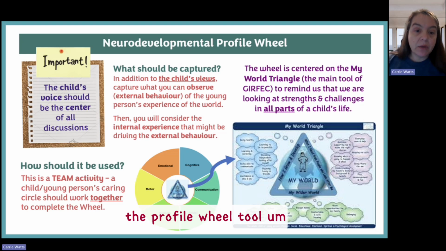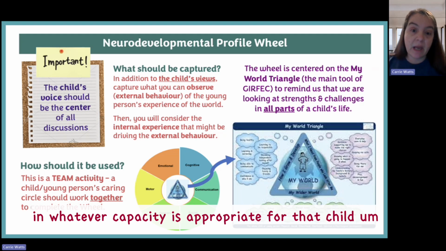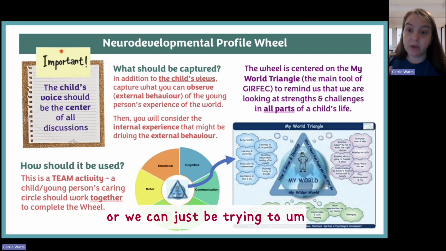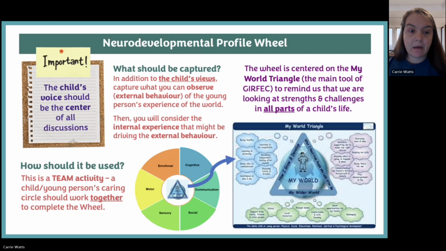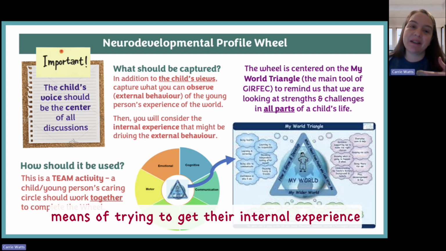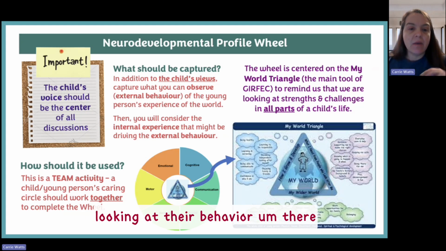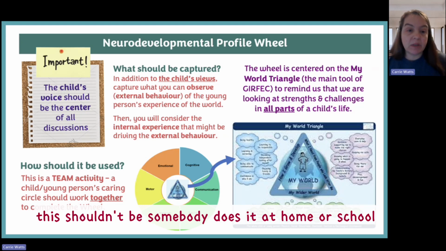The profile wheel tool should always center the child's voice in whatever capacity is appropriate for that child. They can be involved in working directly with it, or we can just be using more subtle means of trying to get their internal experience, and we can also be looking at their behavior. But this should be a team activity. This shouldn't be somebody does it at home or school does it.